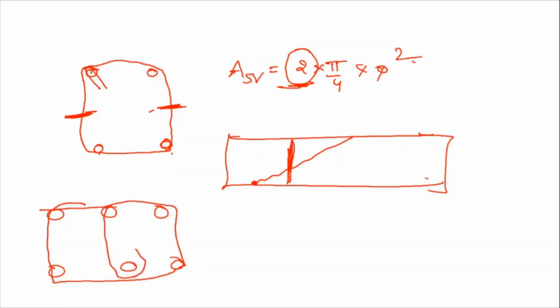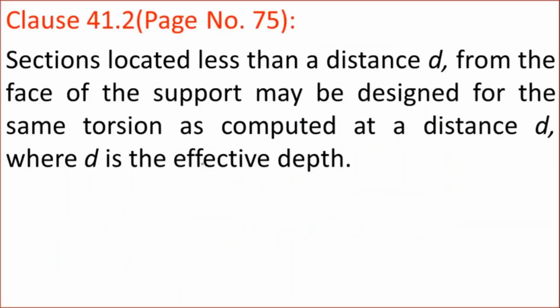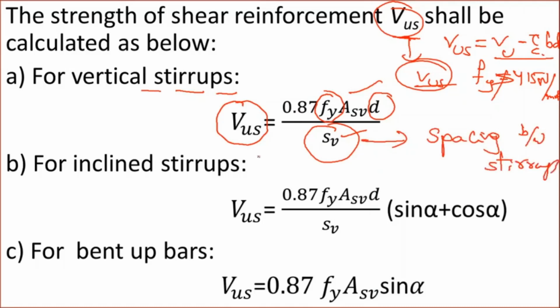Suppose you have provided the stirrups something like this. Which stirrup is this? Three-legged stirrup. So in this case, what will be ASV? 3 into pi by 4 into phi square. So ASV is the number of stirrup legs into pi by 4 into diameter of the stirrup square. Like that we have to calculate the ASV. Now once you know this ASV, what can you determine? You can determine the spacing between the stirrups, and that can be calculated using this equation.